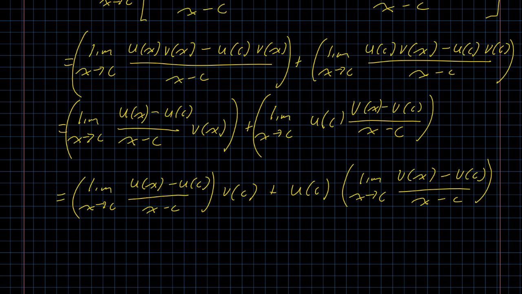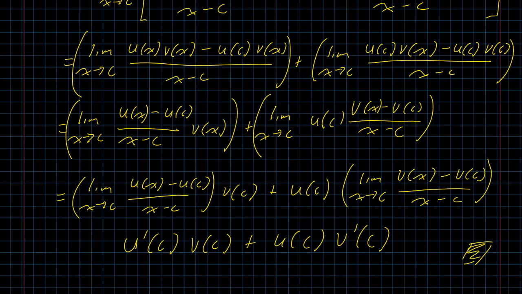A little bit weird in that first one. My v of x turns into a v of c because I am taking the limit as x goes to c. But then I'm left with this limit here, which is just the definition of u prime of c. And I'm left with the limit here, which is the definition of v prime of c. So I get the expression that I was expecting to get.